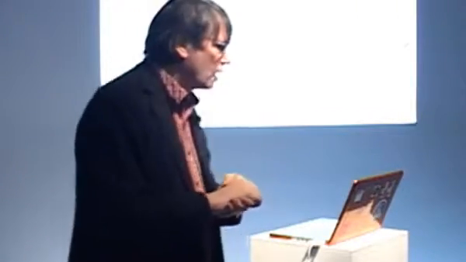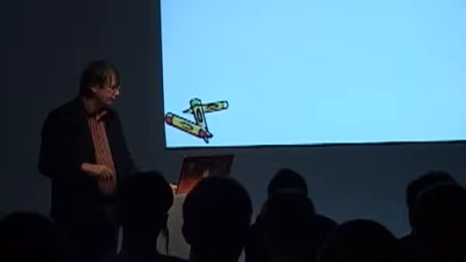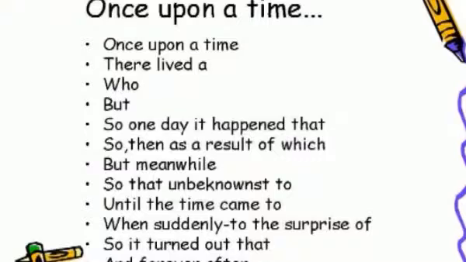This is back to Alexander McKendrick, who, as I said, was not only a great teacher, but a great storyteller and a great director. And he said that most stories fit the old fairy tale model. Once upon a time, there lived a who, but. So one day it happened that. So then, as a result of which, but meanwhile, so that unbeknownst to, until the time came to, when suddenly, to the surprise of, so it turned out that. And that is, and forever after.